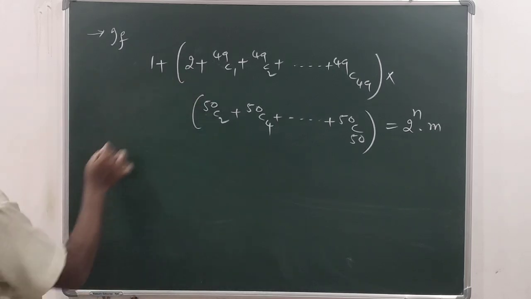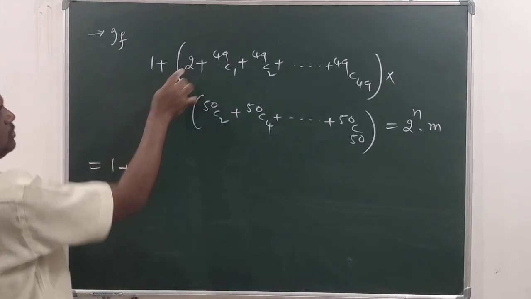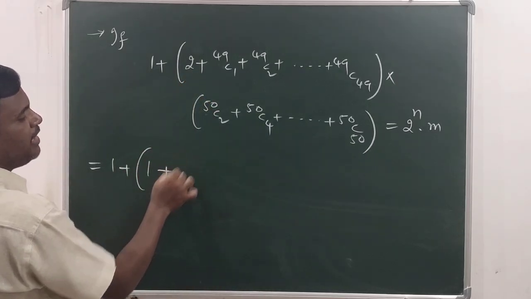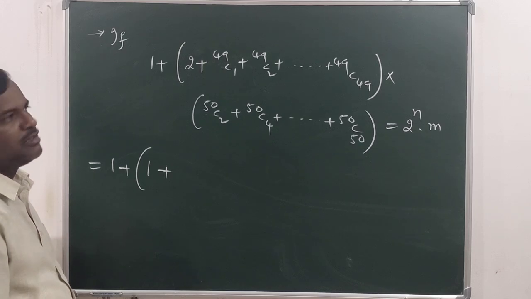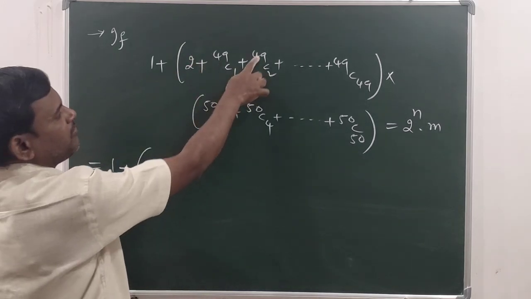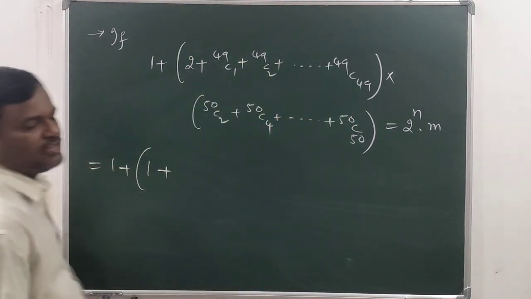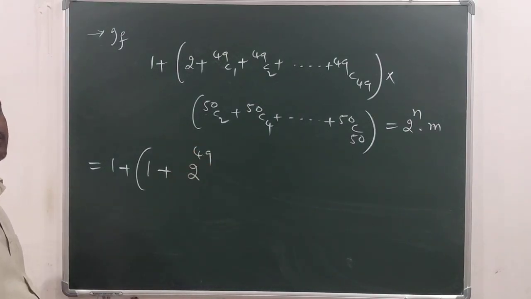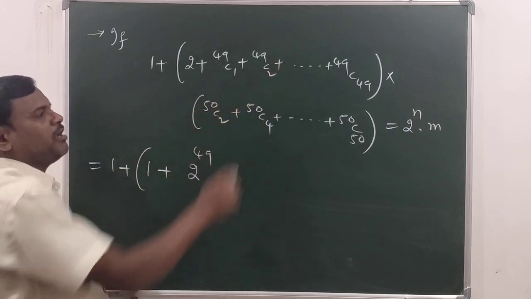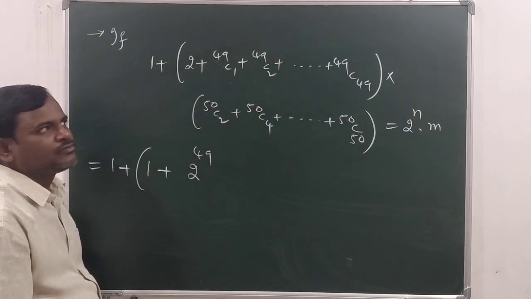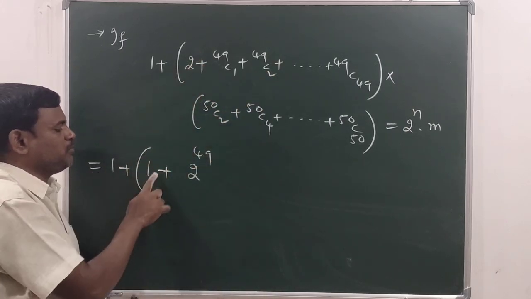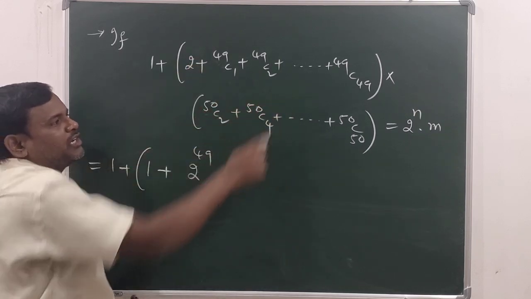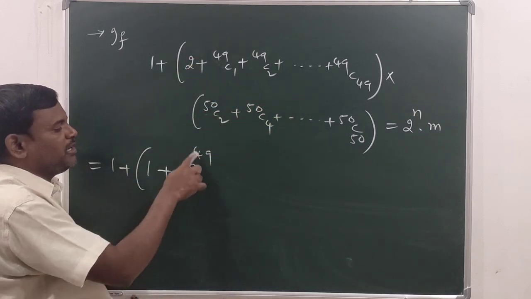See students, this 1 plus this 2, I would like to write as 1 plus 1. That 1 I can write as 49C0. So 49C0, 49C1, 49C2 till 49C49 you can write as 2 power 49, because you know the sum of all those binomial coefficients. Here for 49, this 2 I split as 1 plus 1.